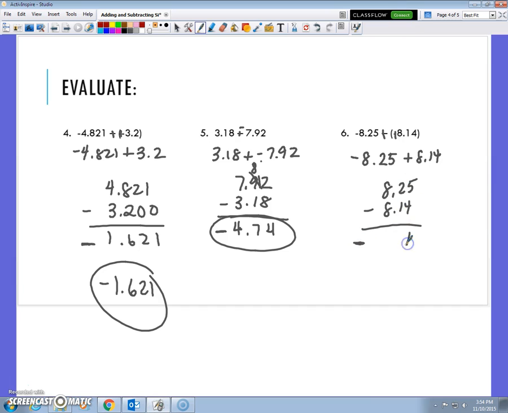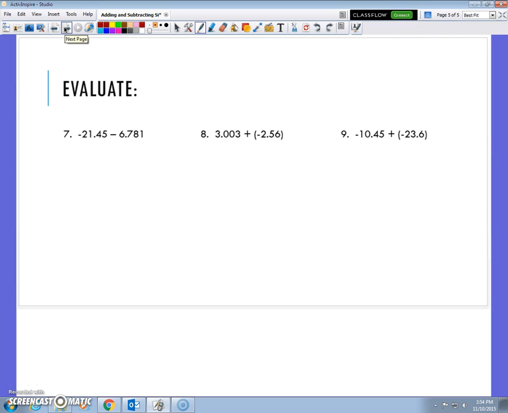5 minus 4 is 1. 2 minus 1 is 1. My decimal place and 0. Negative 0.11. And that would make sense because I'm a little more in the hole than I am out of the hole. Negative 0.11. Let's just try 3 more. And the more decimals I get, the more difficult they are. Negative 21.45 plus negative 6.781.